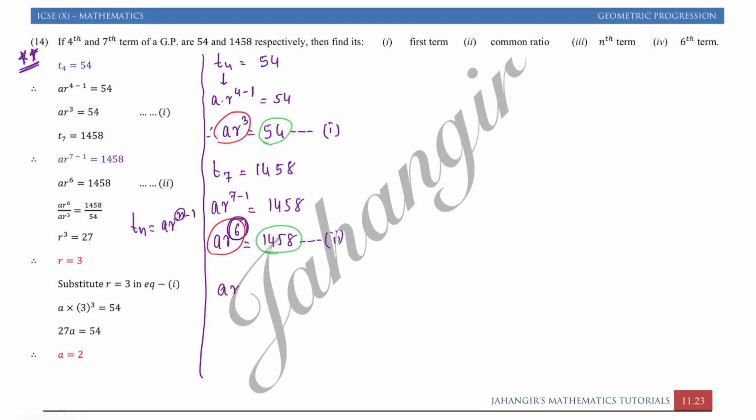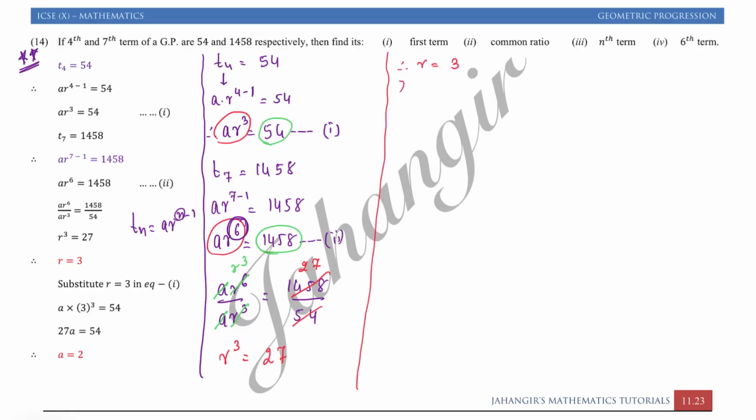So I can take AR raised to 6 upon AR cube is equal to 1458 upon 54. If you cancel it out, see A and A got cancelled, A raised to 3 and A raised to 6 got cancelled, so you get R cube. So I can write R raised to 3 is equal to, if you cancel this out, you will get 27. So once you get R cube is equal to 27, you can write R is equal to 3. That's a simple thing, because 27 is 3 cube. Since bases are equal, you can write.